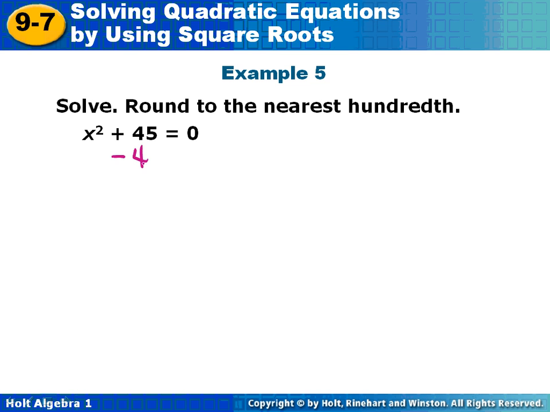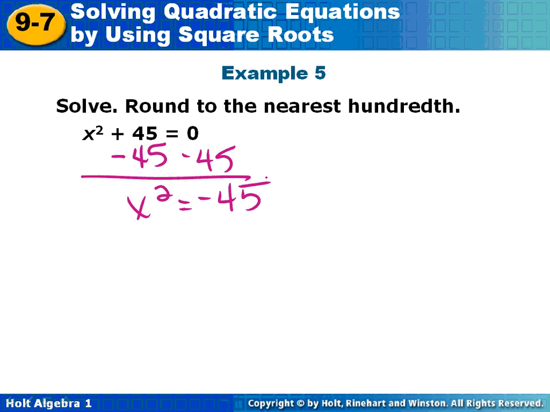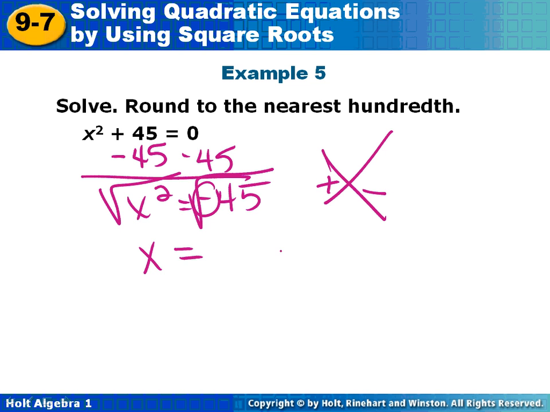Example 5. I need to move the 45 to the other side. That gives me x squared equals negative 45. I need to take the square root of each side. And I need to think of something that when I square it, I get a negative 45. But guess what? You can't find anything that multiplies to give me negative 45 and is the same number. No matter what, you can't get it. One of them would have to be negative, one of them would have to be positive. It's not going to work. So this answer is no solution.